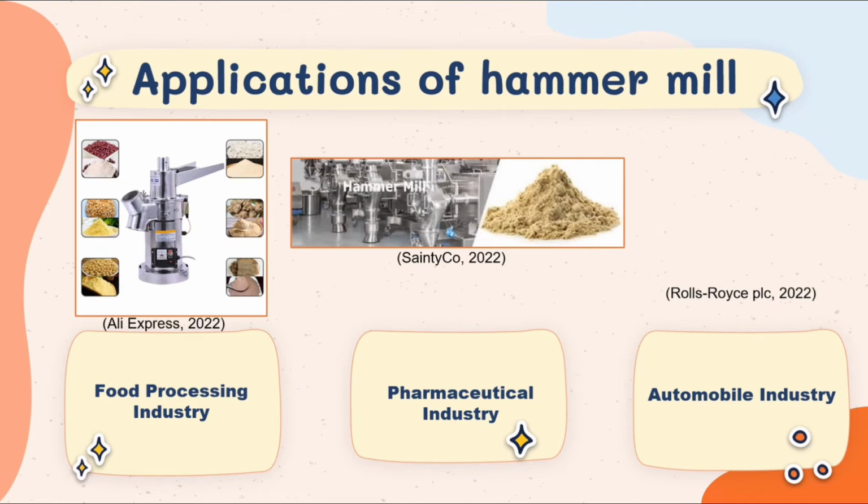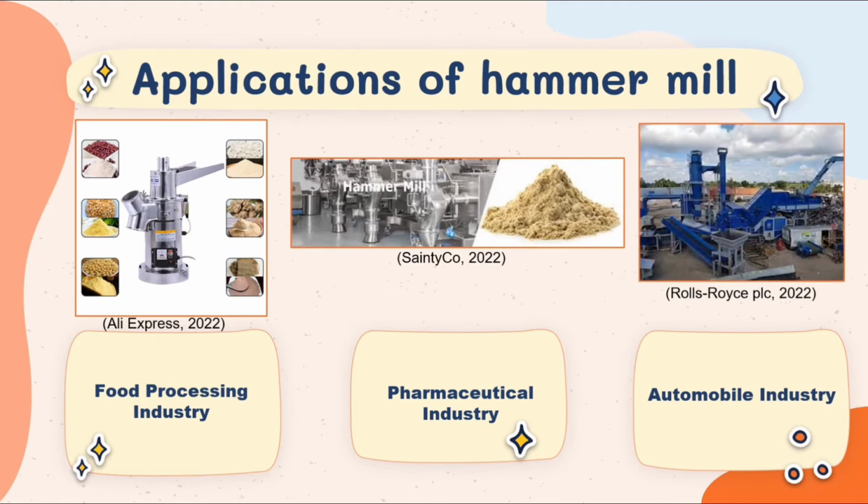Secondly, pharmaceutical industry. In the pharmaceutical industry, some materials require size reduction, as it helps in making them fit well in the packaging design. For example, the medical grain must be precisely sized to fit into the capsule packing, so the grain is micronized in the hammer mill before being packaged.